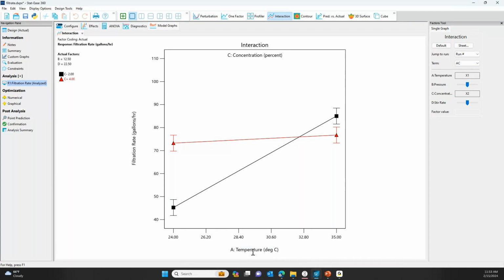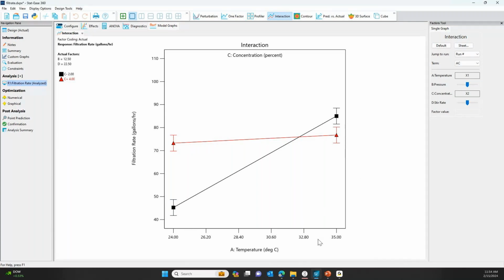The filtration rate at a temperature of 24 depends on what? The second factor, the two lines here, is the concentration. The blue is 2% and the red is 4%. So the filtration rate at 24 degrees depends on our choice of how much formaldehyde is in the system. That's an indication. These lines aren't parallel.